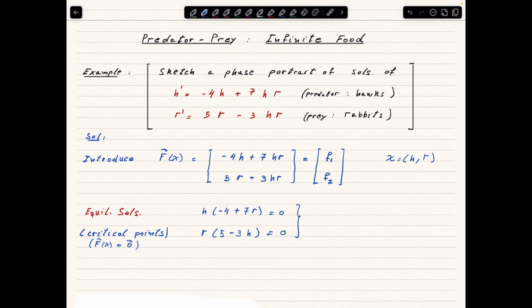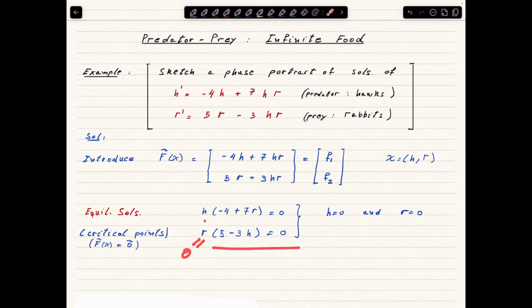Okay, what do we get from here? Well, here is one solution, h equals 0 and r equals 0. h equals 0 satisfies the first equation, and r equals 0 satisfies the second equation. So we have h equals 0 and r equals 0. Okay, any other possibility? What about if we put h equals 0 and then we try to find an r different from 0? Well, that is not possible, because if h is 0, then this h here is 0, and then the equation is 5r equals 0, so r has to be 0.